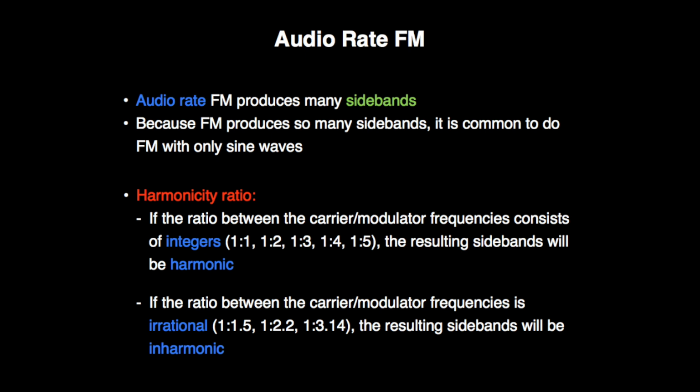So one important idea when we're talking about FM sidebands is the harmonicity ratio. If the ratio between the carrier's frequency and the modulator's frequency consists of integers, that is like a 1-1 ratio, a 1-2 ratio, a 1-3 ratio, etc., the resulting sidebands are going to be harmonic. And the FM tone that you end up with is going to be a harmonic sound. And if the ratio between the carrier and the modulator's frequencies is not an integer ratio, like 1 to 1.5, 1 to 2.2, the resulting sidebands will be inharmonic.